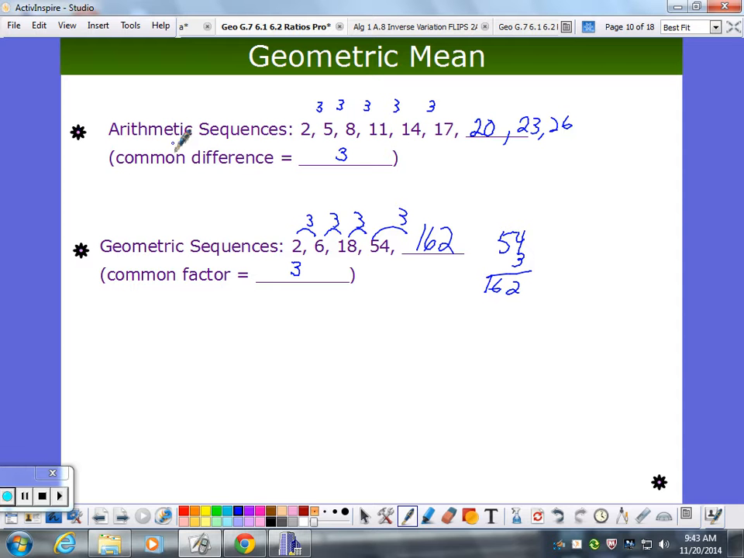So an arithmetic sequence and a geometric sequence are different. One adds the same number, and one multiplies the same number.